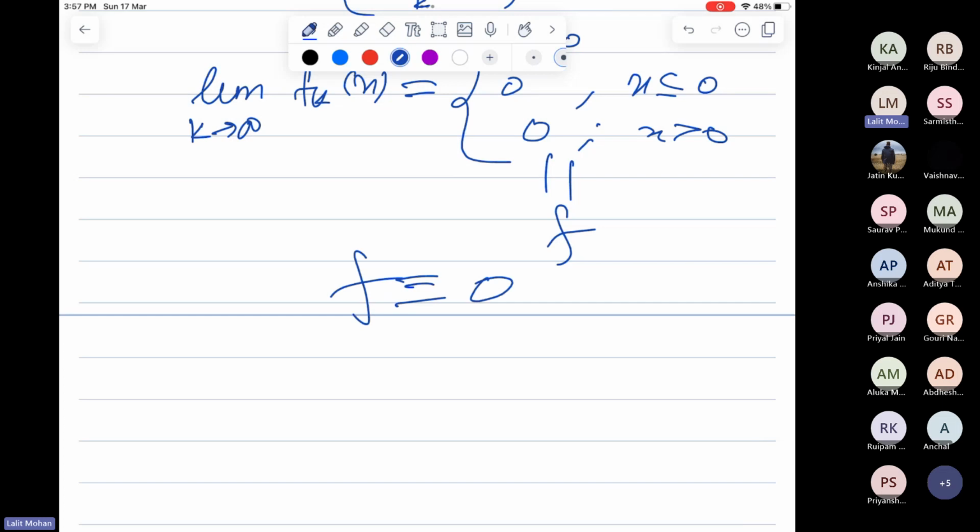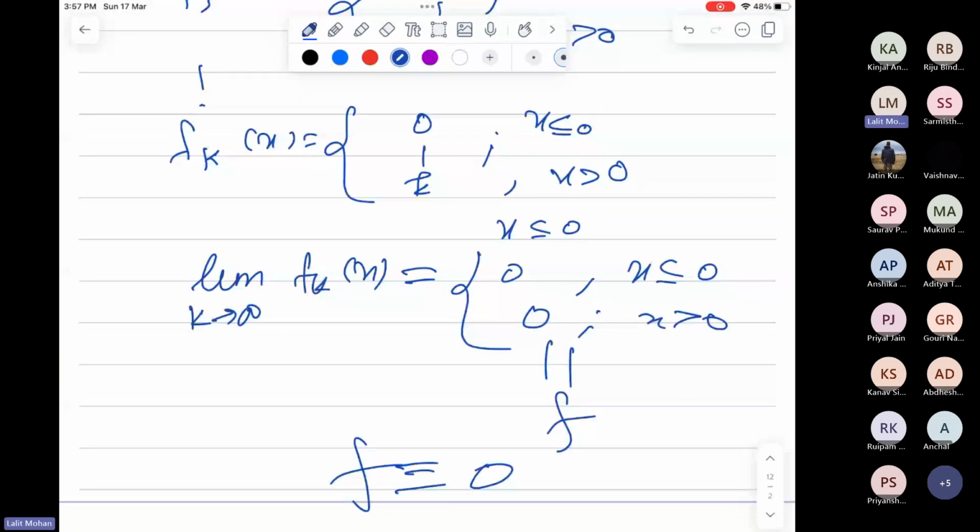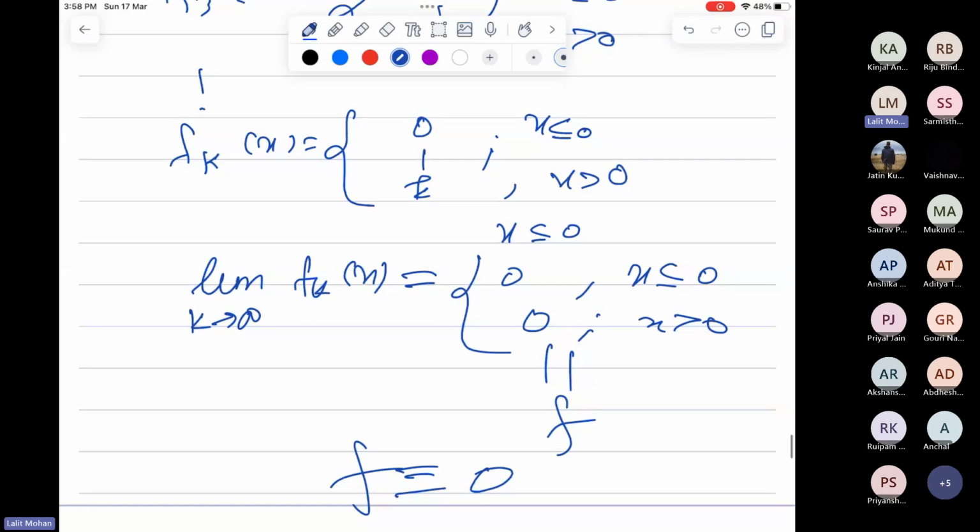Is this function continuous? Yes, sir. Is our question complete now? See, all our f_k's are discontinuous and we are able to show that f_k converges to f, which is a continuous function. Is our question complete? Here we discussed the limit, is it pointwise or uniform? Pointwise. But we need that f_k converges to f uniformly.